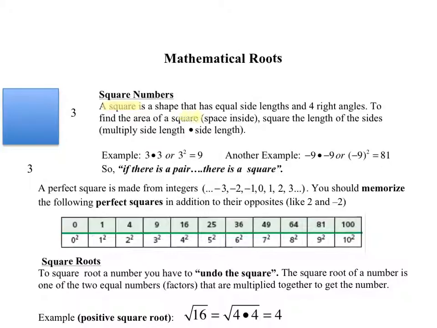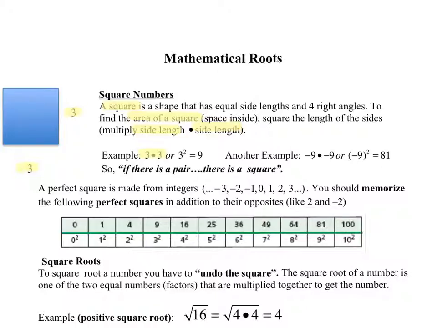To find the area of a square, we multiply one side length times the other side length. Since the lengths are the same, it is the same number times itself, or squaring it. It is called a square because when you multiply a number times itself, it forms a square area.